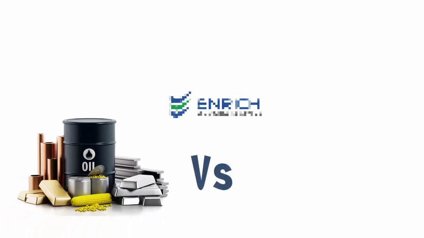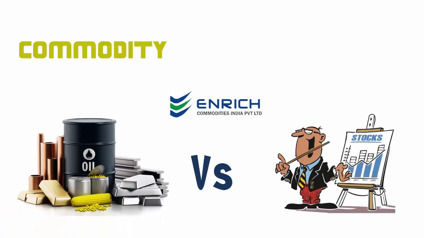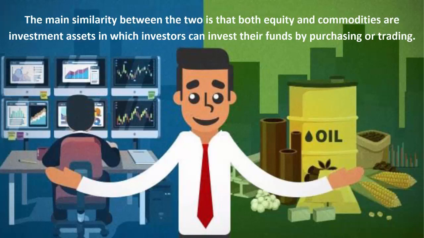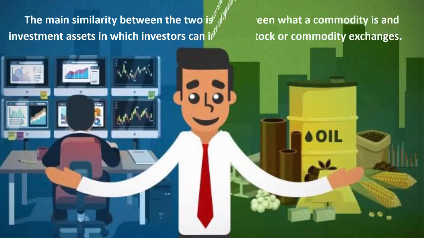Today, we are going to discuss the differences and similarities between commodity and equity markets. The terms commodity and equity are quite commonly used when explaining investments and trade that takes place in the stock market. The main similarity between the two is that both equity and commodities are investment assets in which investors can invest their funds by purchasing or trading.